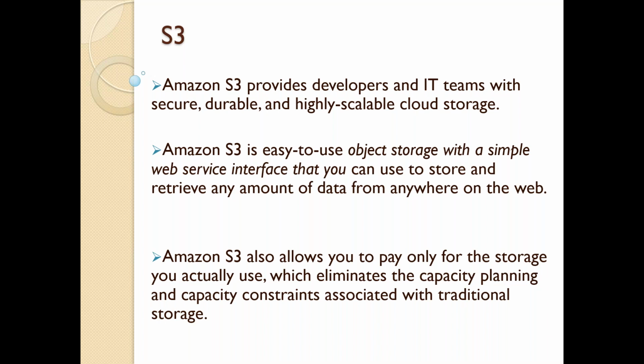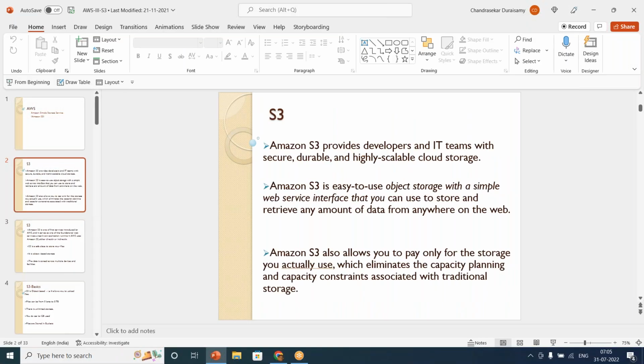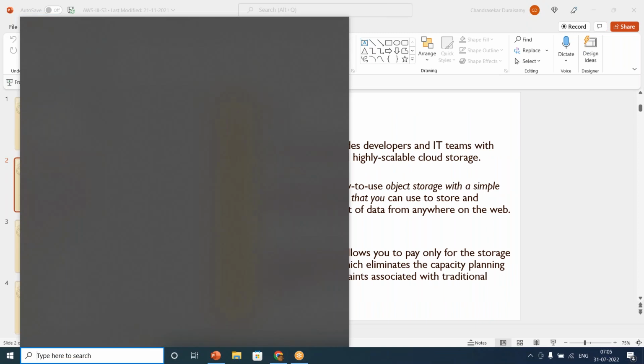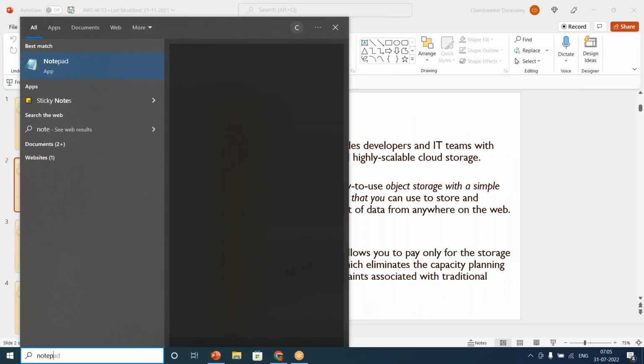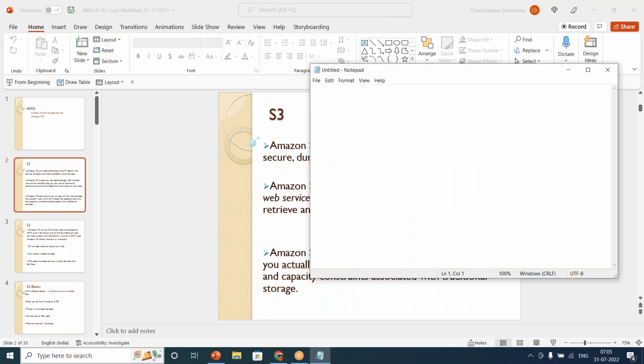When we talk about object storage, we just need to know what the different types of storage are and how the objects are actually stored, right? So let's quickly take a look at these types. We have two types of storage. One is file storage, another one is object storage.